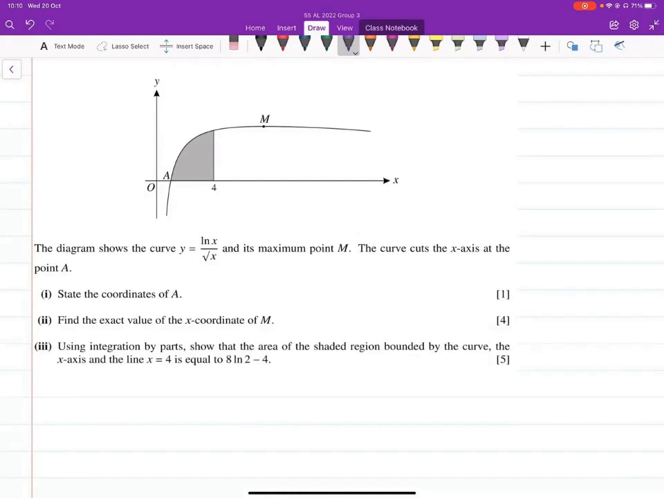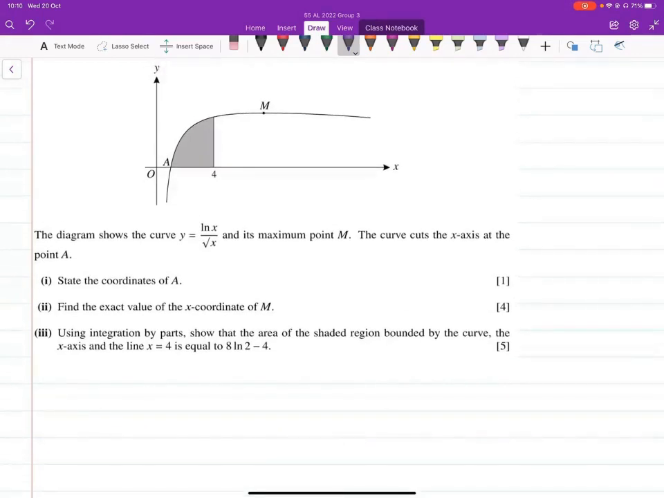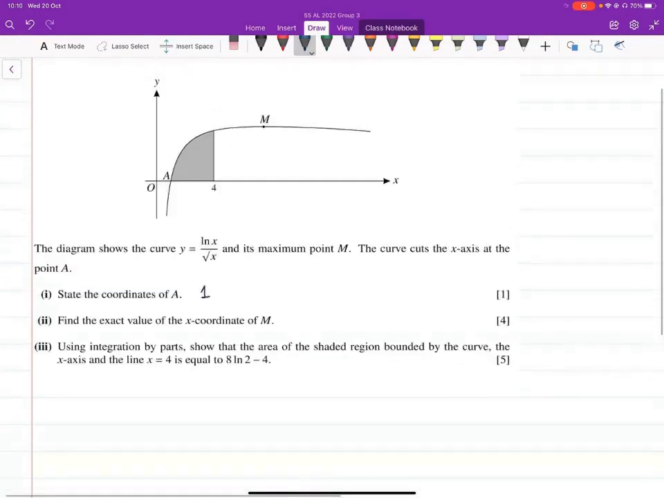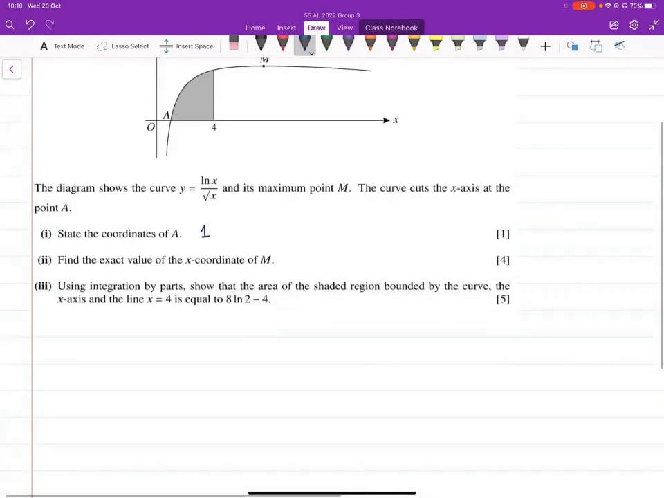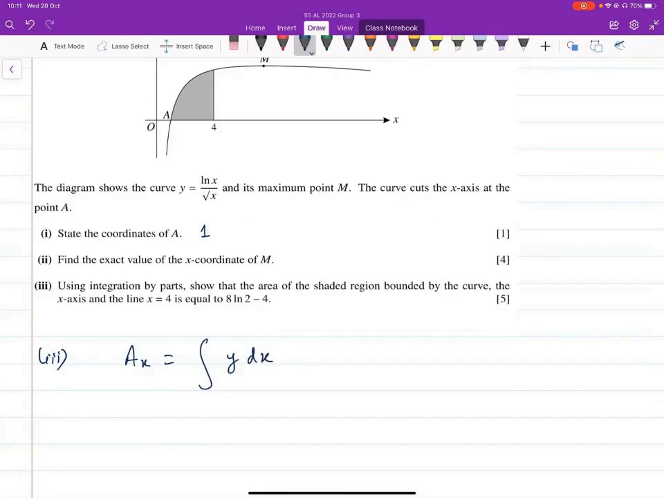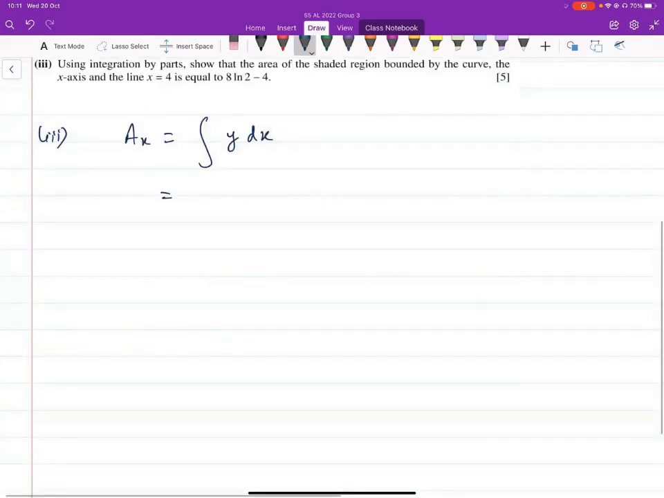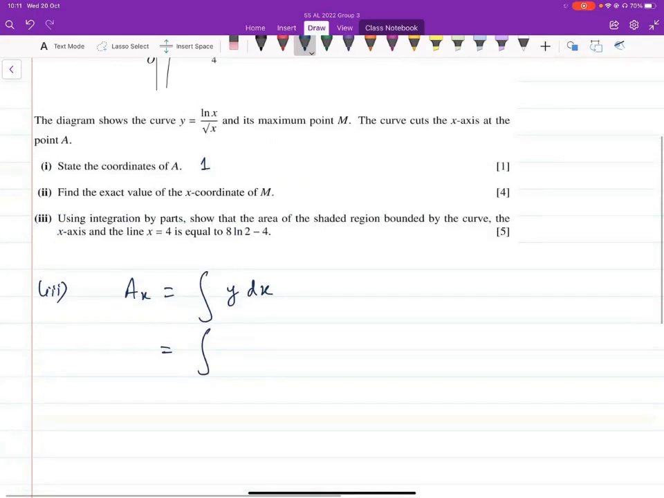So what do we have from the first part? A के coordinates हमारे पास क्या आते हैं? X की value अगर हम यहाँ पे y की 0 input कर दें, x equals 1. So this is 1. We found that here. The first part. All we have to do is we have to integrate this thing. It's the area between the curve and the x-axis. What's the formula for that? Integral of y dx. Right? We've done this in paper 1. Input y is ln x over square root of x.